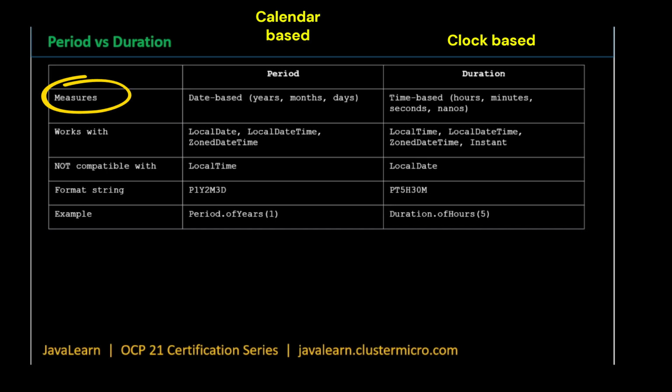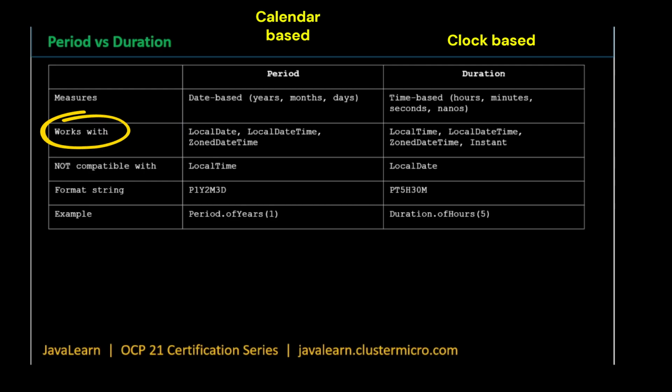Then we have works with. Period works with LocalDate, LocalDateTime and ZonedDateTime. All of these have a date component, a year, a month, a day. Period can operate on them because it adds or subtracts calendar based amounts, and these classes have the calendar fields to work with. And Duration works with LocalTime, LocalDateTime, ZonedDateTime and Instant.